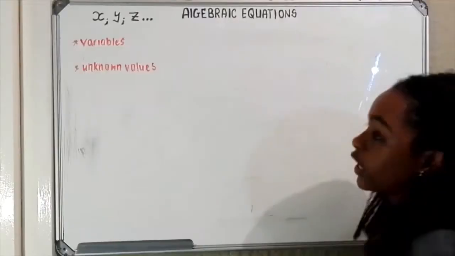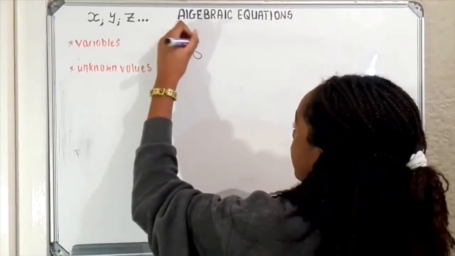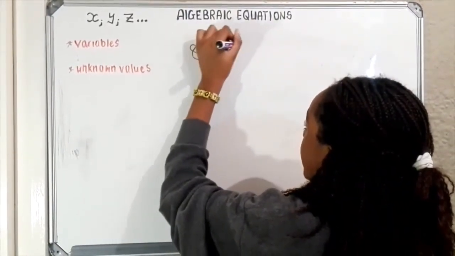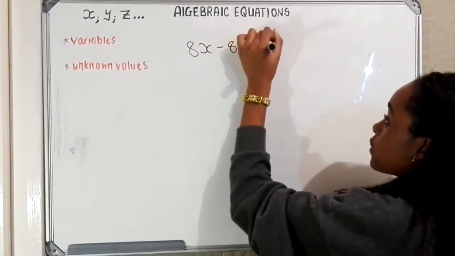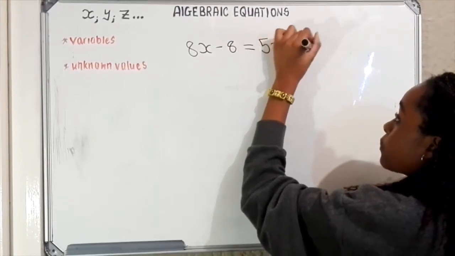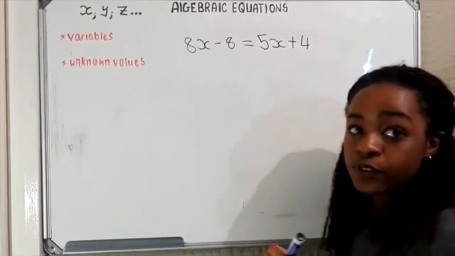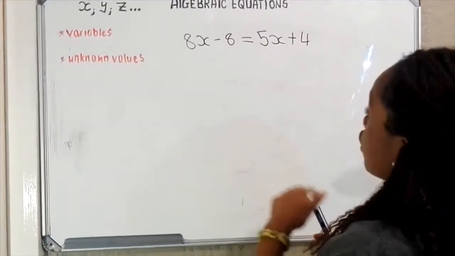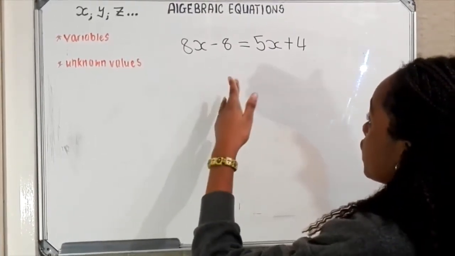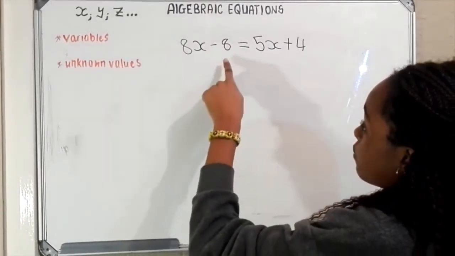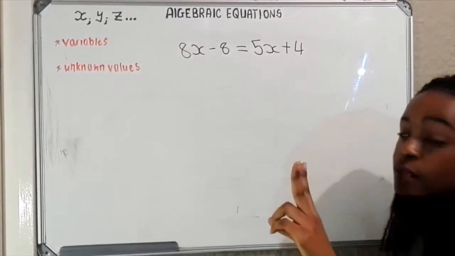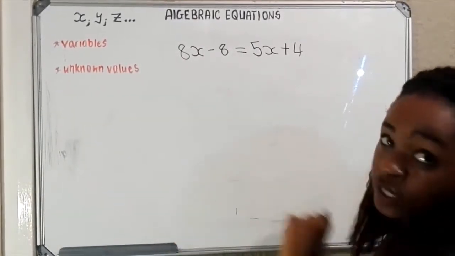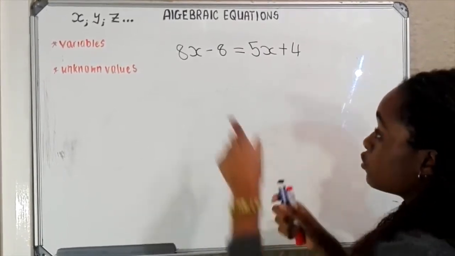Okay, say for example we have 8x minus 8 is equal to 5x plus 4. Feel free to pause the video and try this on your own. All right, so here we have something that's very interesting. We have 8x minus 8 is equal to 5x plus 4. So we have two variables, but they are on different sides of the equal sign. Okay, so I'm going to do this step by step.